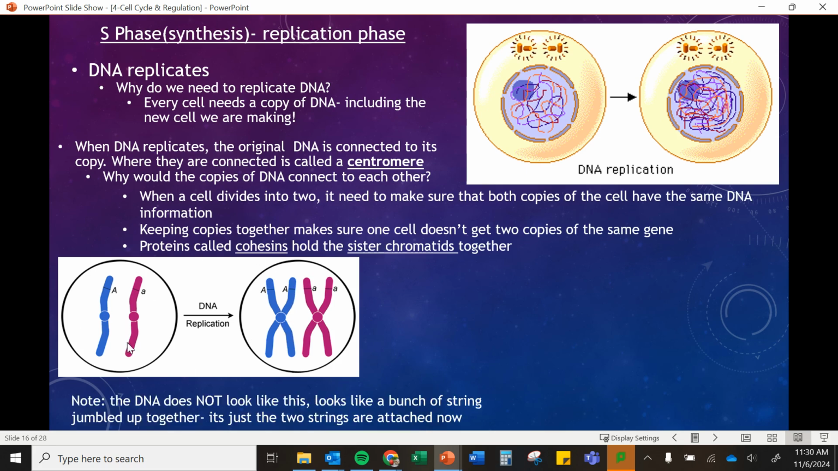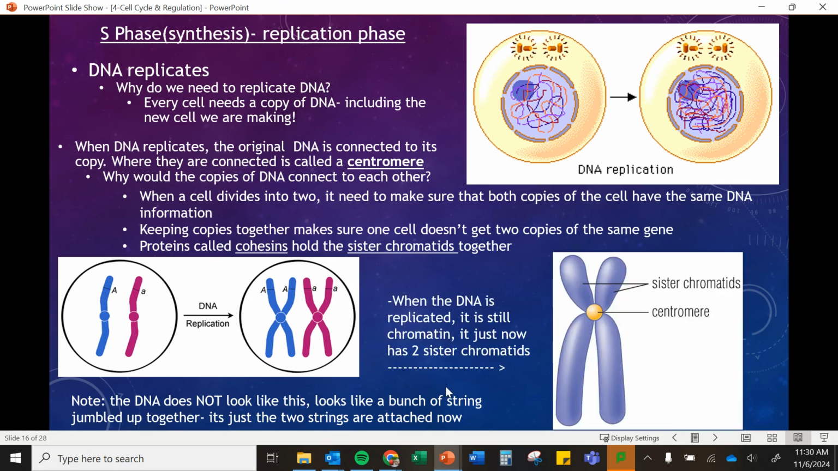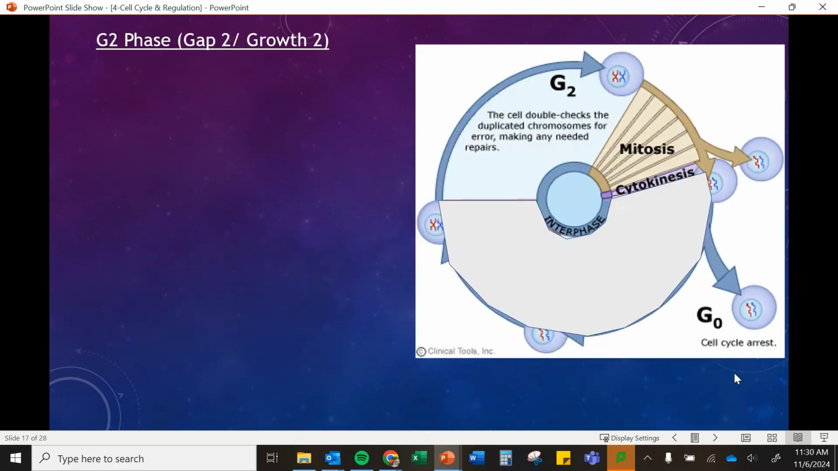Okay, at this point, the DNA does not look like this. It still looks like a big jumbled string, but this is a helpful way to think about what's happening. So here again, sister chromatids and the centromere.